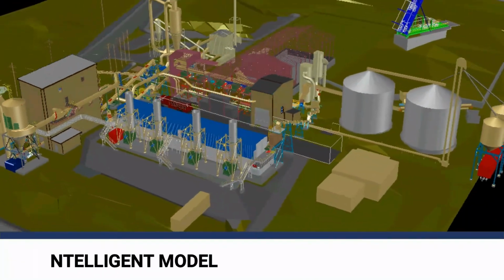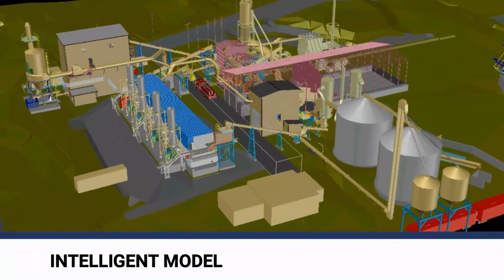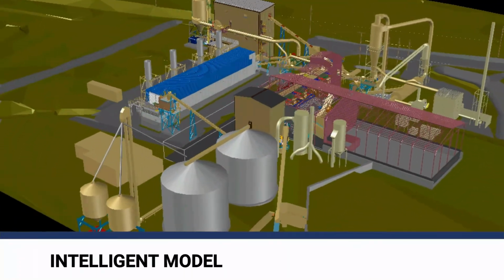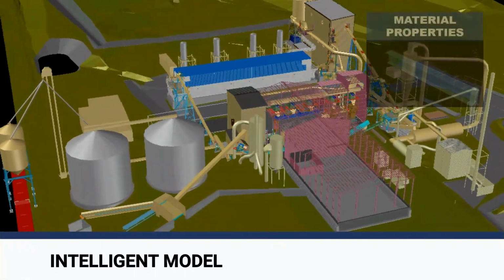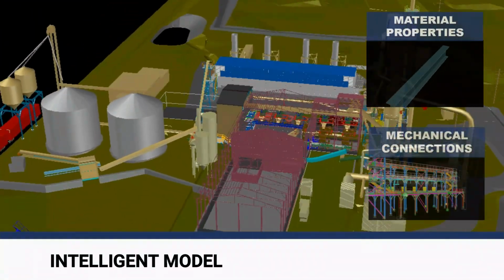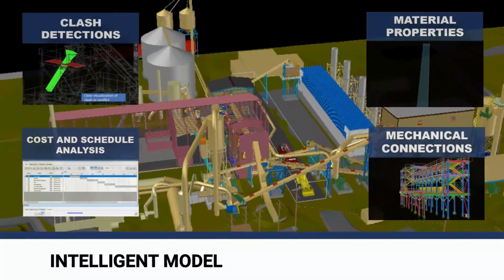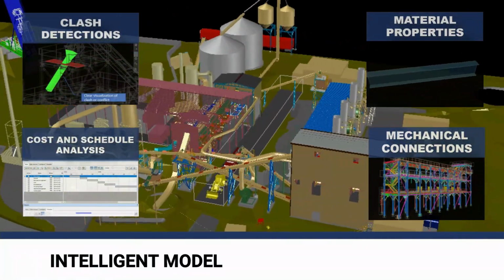First is the creation of an intelligent model. This model would have information parameters beyond 2D and 3D data. Parameters such as material properties, detailed mechanical connections, clash detection, cost and schedule analysis would all be included. This would increase the accuracy and precision of a project.